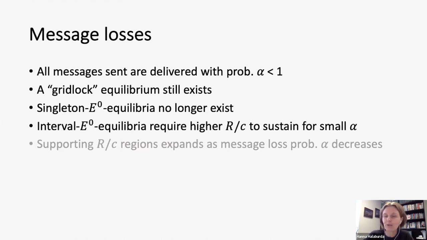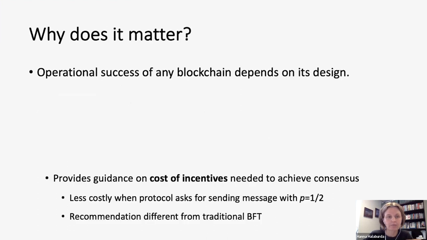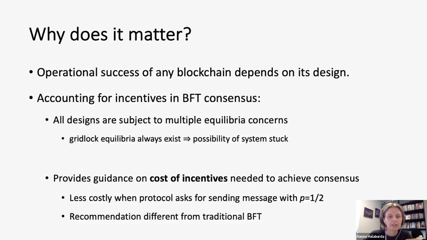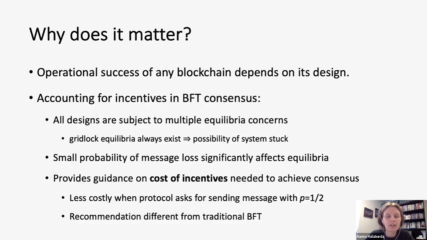Unfortunately, the gridlock equilibrium always exists. So it still exists when we have message loss. So that means that we will need much higher R, much higher reward to be paid to the nodes in a blockchain if there is message loss. And we can lower this R if we are going to lower the probability with which the leader is sending a message to the backups.